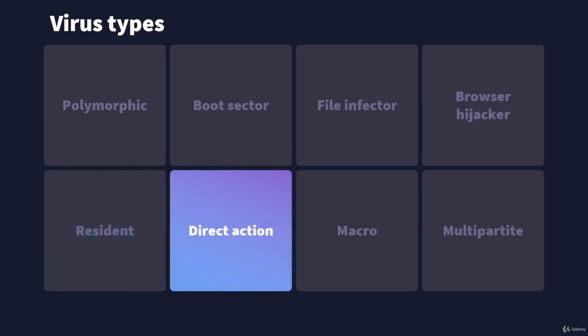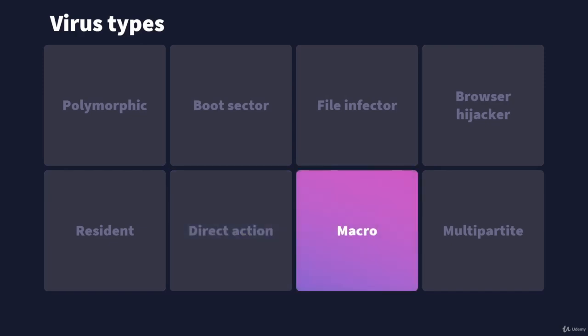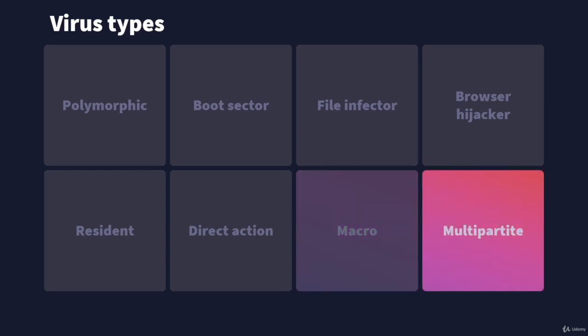Next, we'll discuss the direct action virus. This type of virus is triggered when the user executes a file containing the virus. Otherwise, the virus remains dormant. Yet another type is the macro virus. Macro viruses are written in the same macro language used for software applications such as Word, PowerPoint, or Excel. This type of virus spreads when the victim opens an infected document, which often spreads via email attachments. Last on our list is the multipartite virus. This kind of virus infects and spreads in multiple ways. For example, such a virus can infect both document files as well as operating system files.